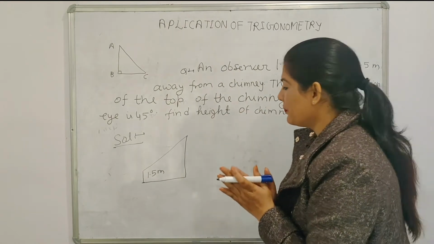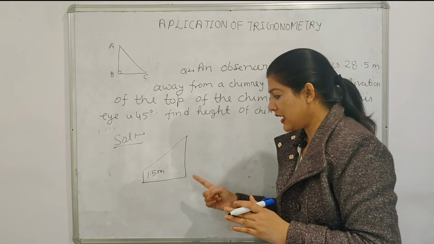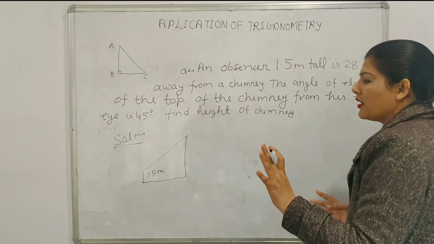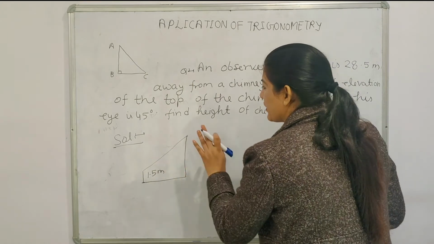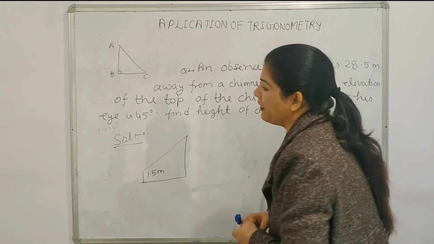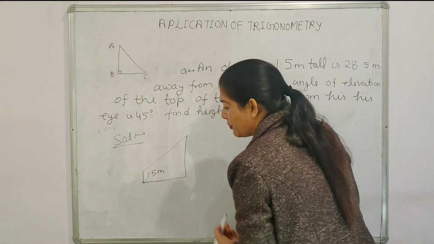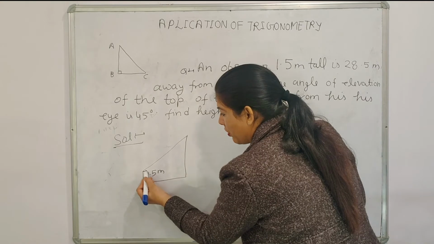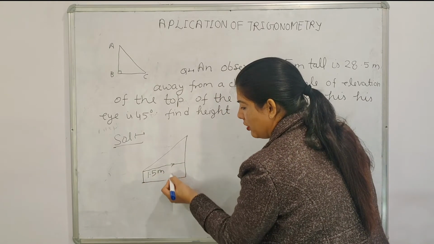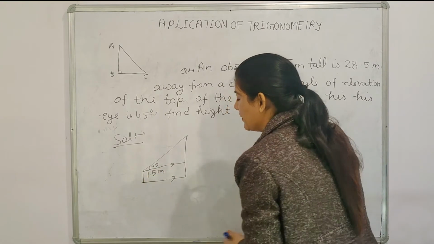Sometimes they can give you that he is looking at the top as well as the bottom also. Okay. So here it is only given that he is looking at the top of the chimney and his eye makes an angle of 45 degree here. So the eye is here. So you have to draw a horizontal line, or you can say this is parallel to this line. So this angle is 45 degree.